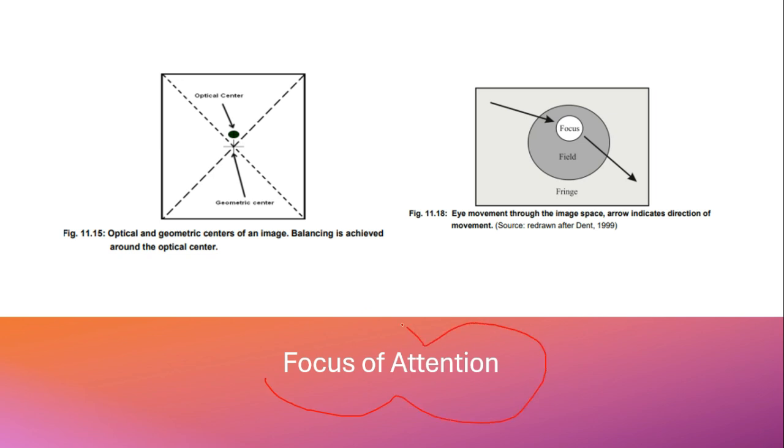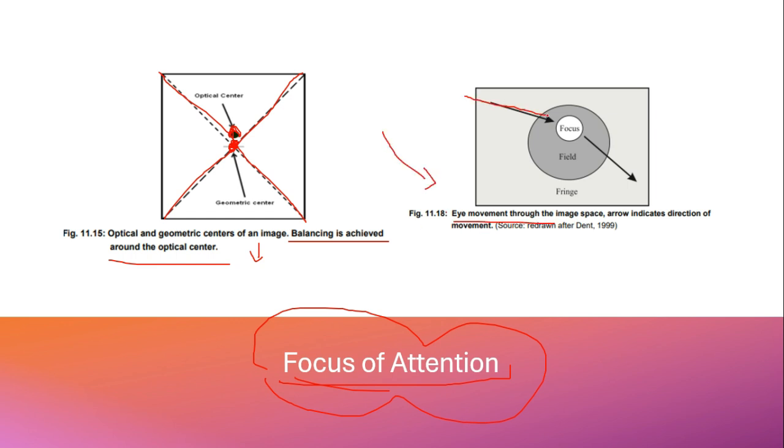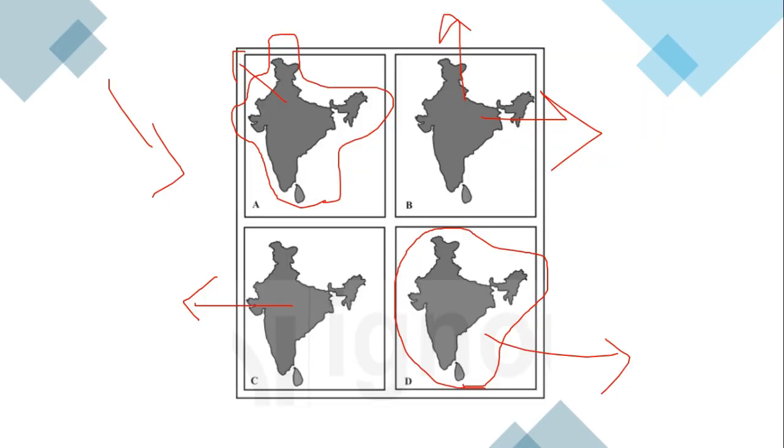Then again, an important point you should keep in mind while making a layout is focus of attention. Whenever we talk about focus of attention, optical and geometric centers of an image come up. Balancing can be achieved around the optical center. So what is the optical center? Where these two lines intersect in a map, that is the geometric center, and above the geometric center is the optical center. Whenever a map reader sees the map, the eye movement goes from the northwest direction to the southeast direction. So keeping in mind the direction of eye movement of a reader, you should place the map elements. So this was all about map layout making.